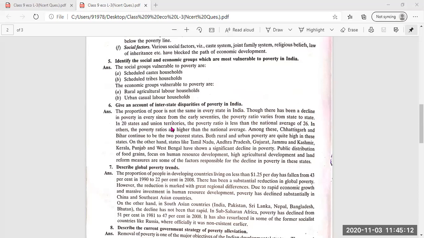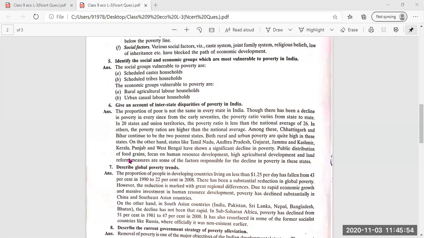The poverty ratio varies from state to state, meaning the poverty ratio is different in different states. In 20 states and union territories, the poverty ratio is less than the national average of 26. In others, the poverty ratio is higher than the national average, and among these, Chhattisgarh and Bihar continue to be the two poorest states. Which two continue to be the poorest states? Chhattisgarh and Bihar. Both rural and urban poverty are quite high in these states. On the other hand, states like Tamil Nadu, Andhra Pradesh, Gujarat, Jammu Kashmir, Kerala, Punjab, West Bengal have shown a significant decline in poverty. That means the standard of living of the people had improved a little.